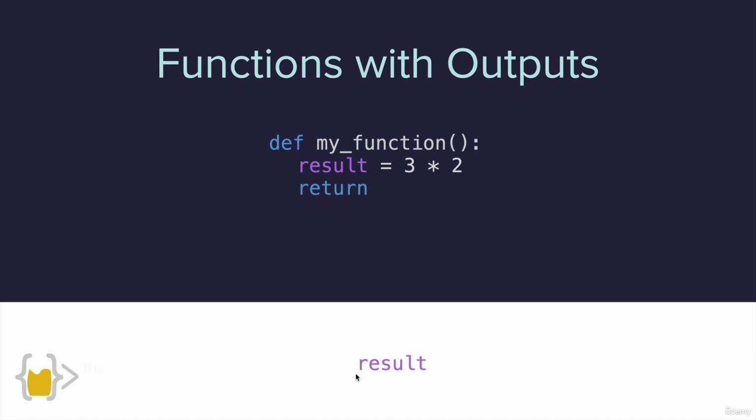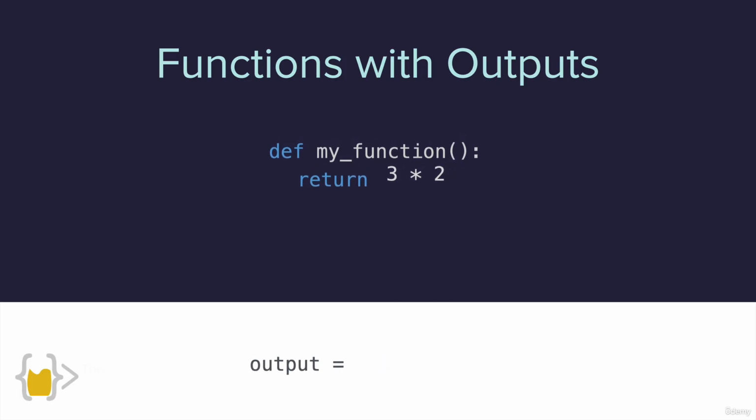Now, that result is held in the code where the function was called, and I could save it to another variable. Result, of course, equals 3 times 2, and that means this output now equals 6. So this is what the code might look like.